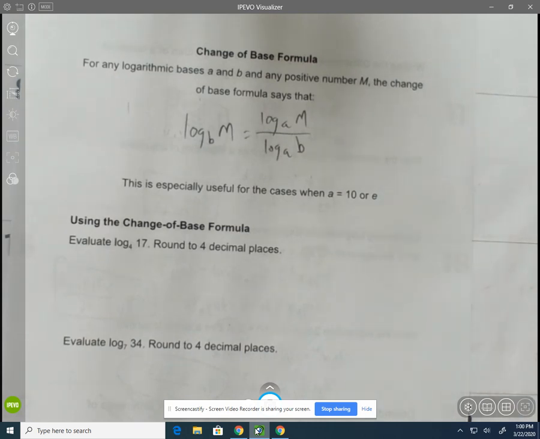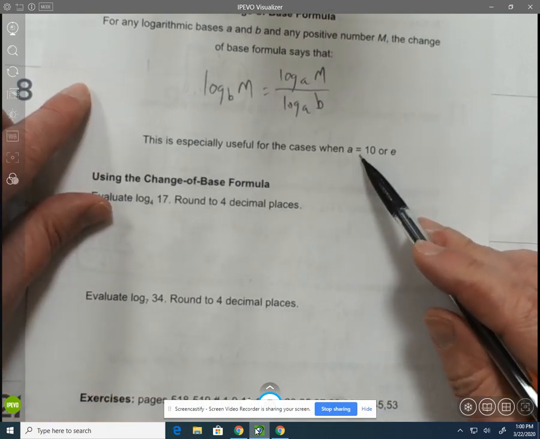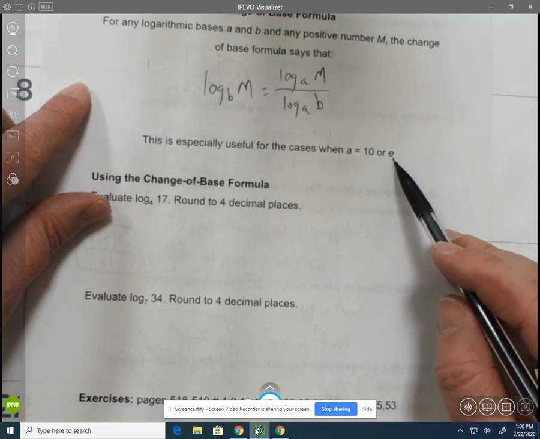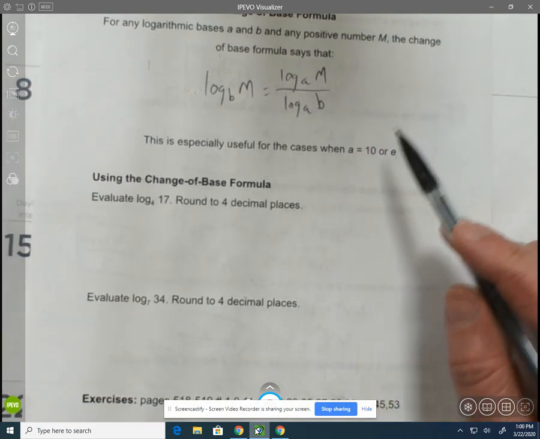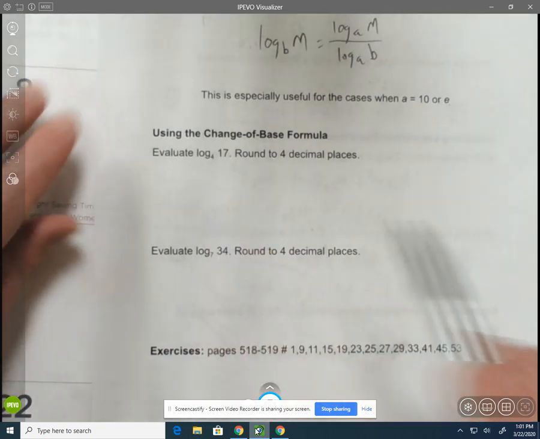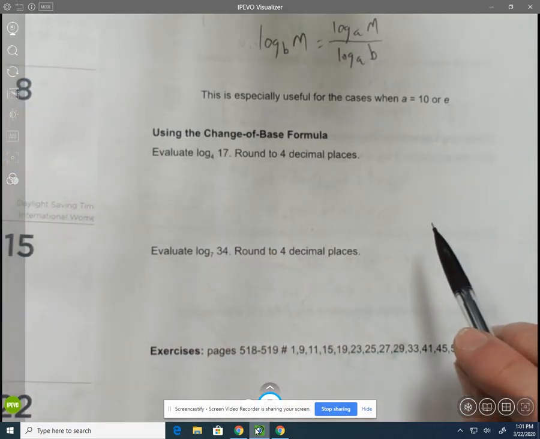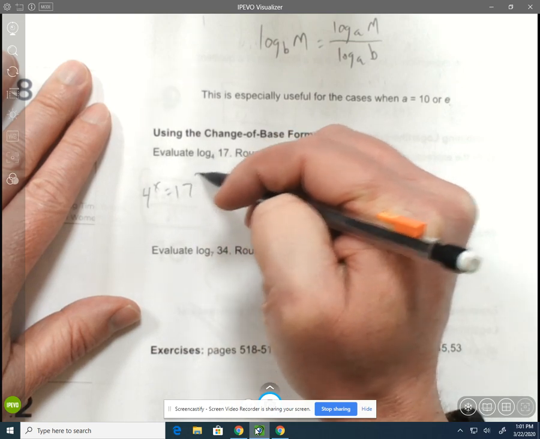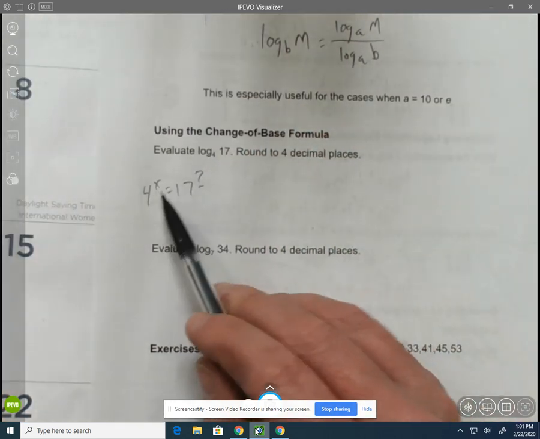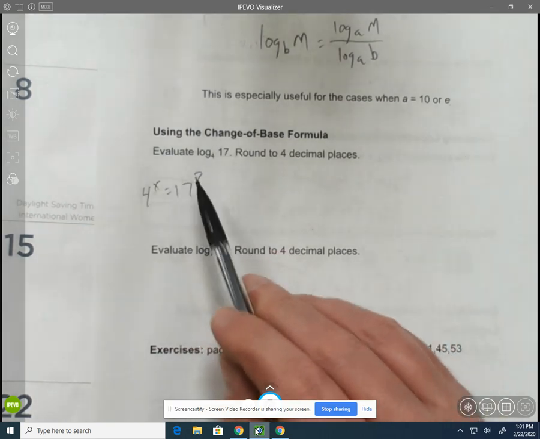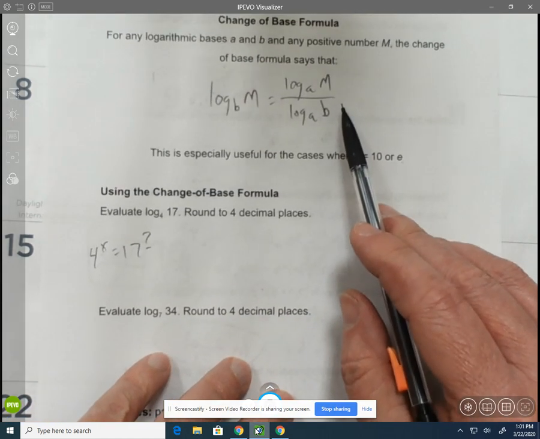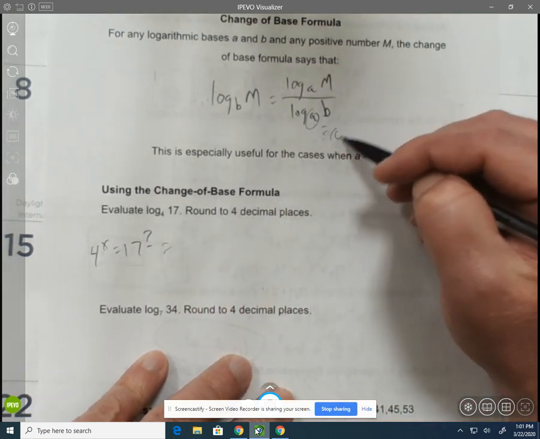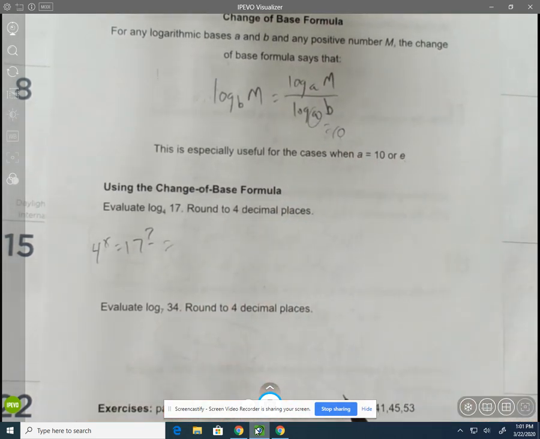So what this does for us is it's especially useful if we make a the common logarithm, because I can do that on my calculator, or the natural logarithm, because I can do that on my calculator. For example, it says evaluate log base 4 of 17. Really what we're asking here is 4 to what power equals 17? And I don't know what it is. It's a little bit bigger than 2, but my calculator can't do that. But using the change of base, I'm going to use a as 10, because I know that's what my calculator can do.